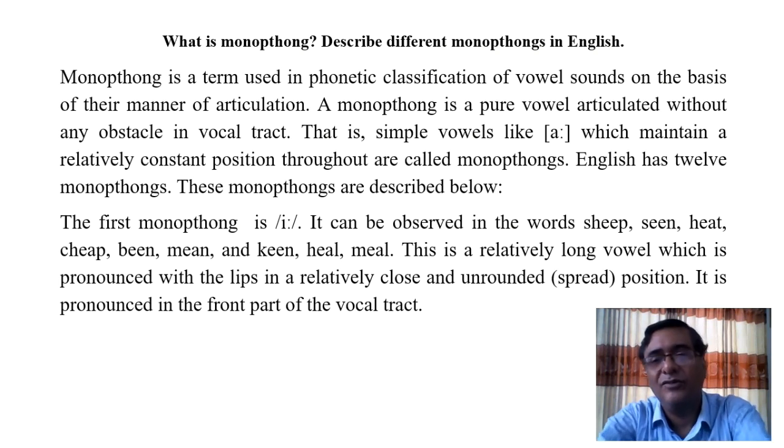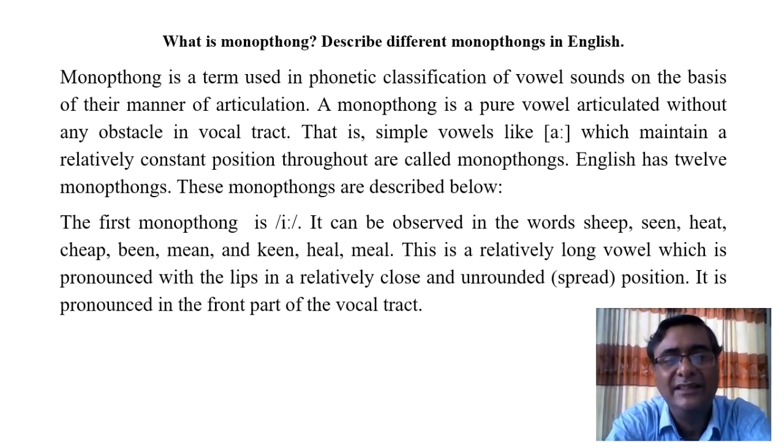So you will find this long vowel in words like sheep, seen, heat, cheap, been, mean, keen, heel, meat, meal, etc. So again, how many characteristics are we discussing? When you discuss these 12 monophthongs, you have to focus on five characteristics. At first, just try to identify whether it's a long vowel or a short vowel. It's a long vowel. Then give examples of words where you can find this long vowel: sheep, seen, heat, cheap, been, mean, keen, heel, meal. Then say whether your lips or mouth are in a closed position, half closed position, half open position, or open position.